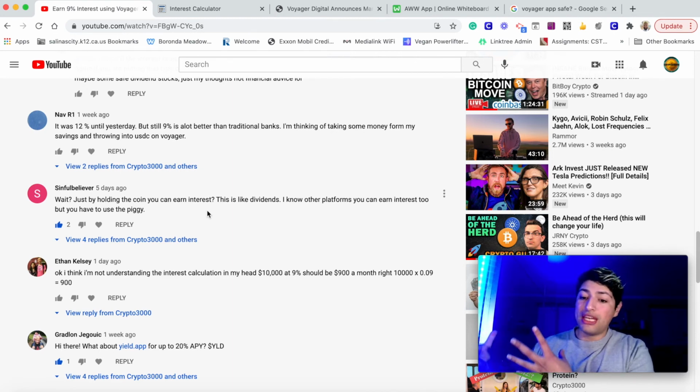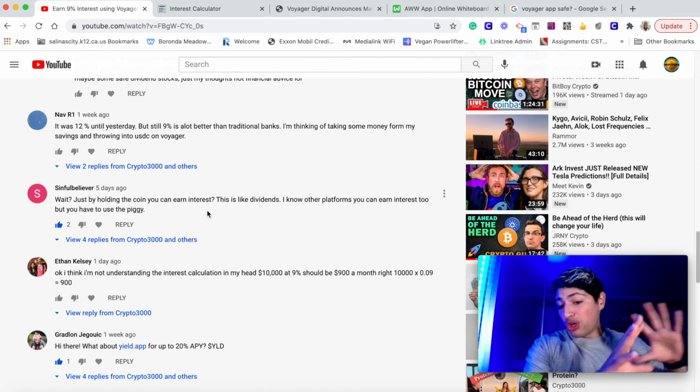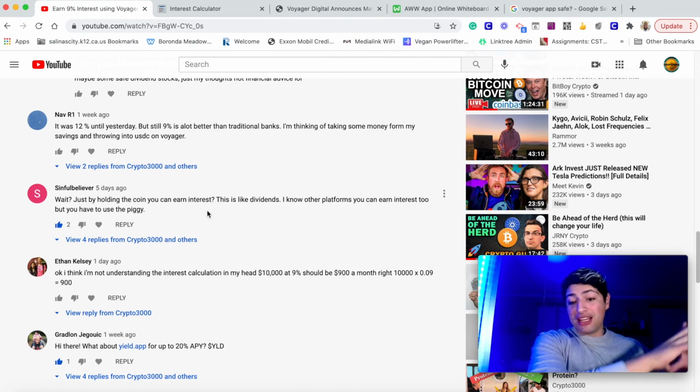Staking is when you put your coin in and you can't take it out. Let's say you stake a coin for a month, you can't take it out for that whole month. So that's staking. Voyager's not staking. You can have it there and take it out whenever you want. So that's a cool thing about Voyager. Whenever you need those funds, you can take them out.